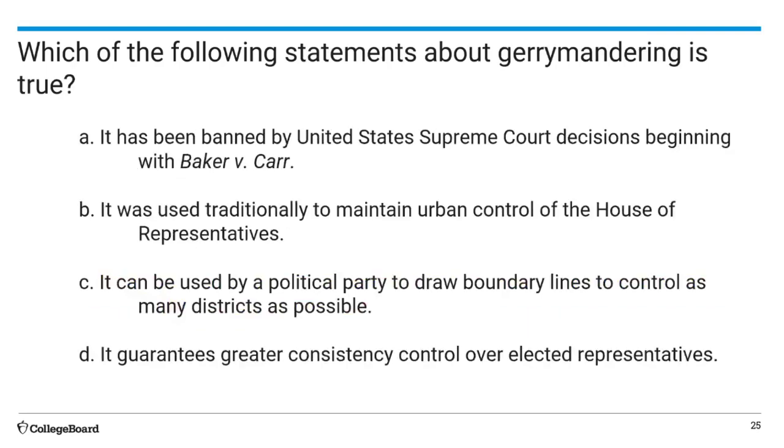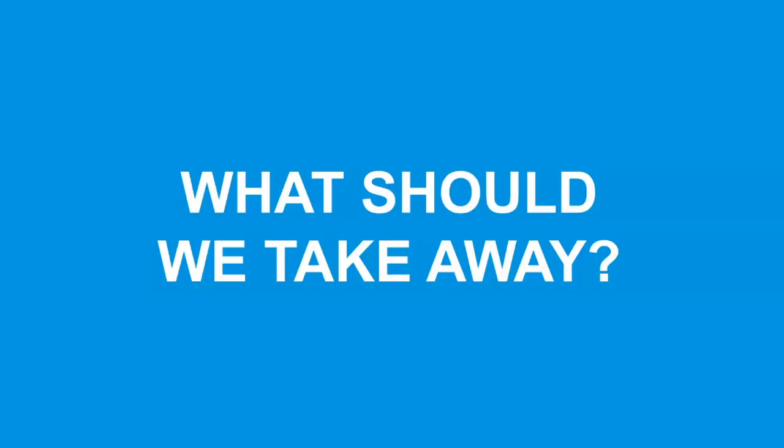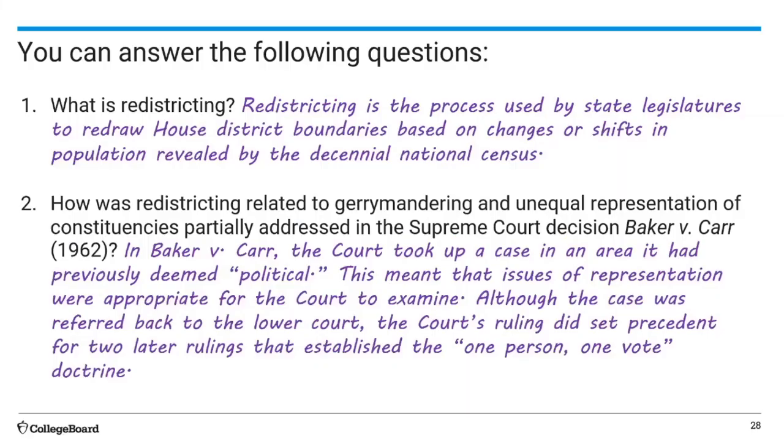And then which of the following statements about gerrymandering is true? It can be used by a political party to draw those lines so that they can control as many districts as possible. So what should we take away? Able to answer the questions. What is redistricting? How is it related to gerrymandering and unequal representation? And what happened with the Baker v. Carr case in terms of addressing those concerns?